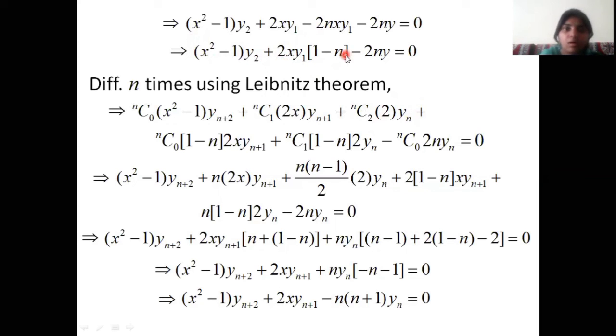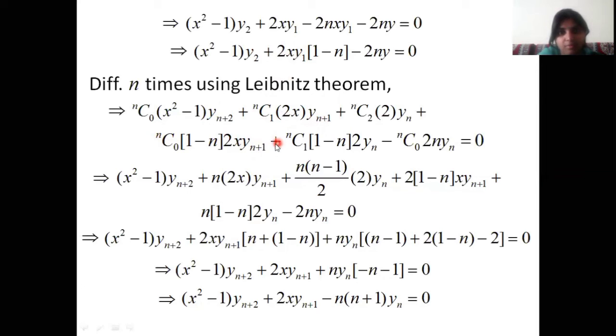So we'll differentiate this second term n times. 1 minus n is constant, I've kept it here, and 2 is also common, I've kept it here. The first term is nC0. I'll treat this x as u and y1 as v, so that u v_n will be x y(n+1). Same thing as we did before.